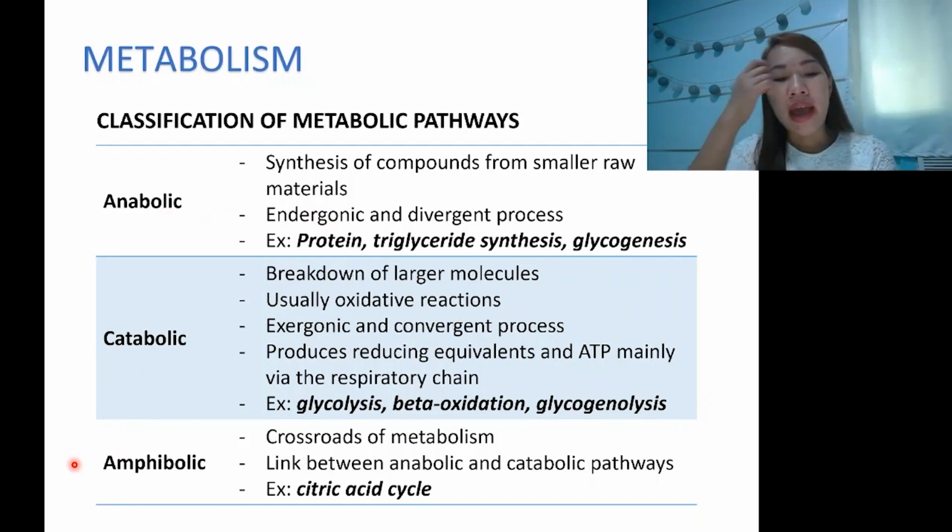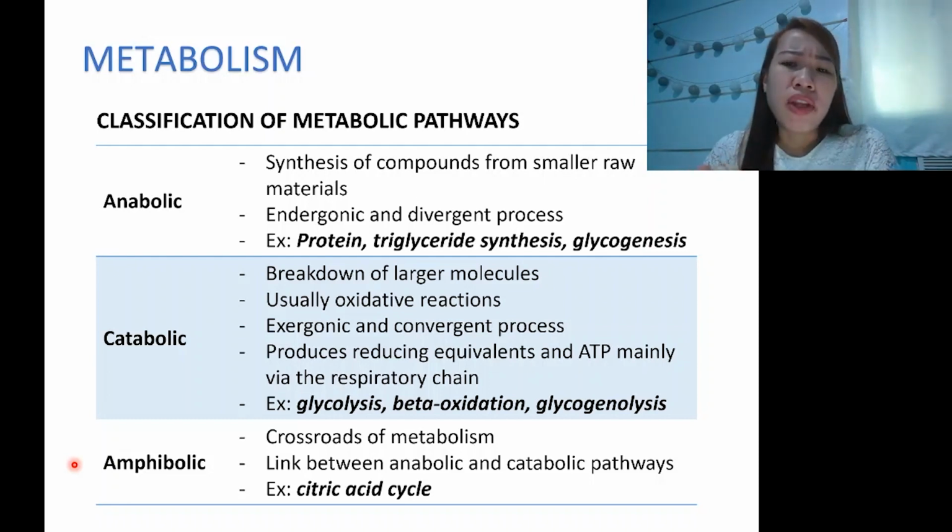Okay. Next, we have amphibolic. Amphibolic, on the other hand, class, this is the crossroads of metabolism. It is a link between anabolic and catabolic pathways. So it links them. And an example of this is the citric acid cycle. So this will be discussed to you in another lecture, but this is the link. It is amphibolic in nature.